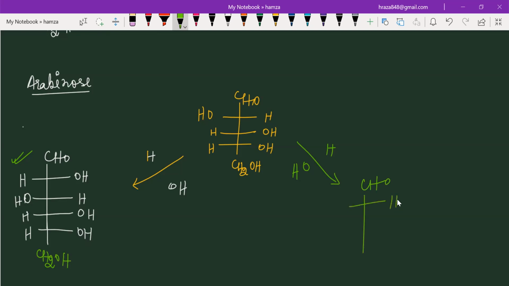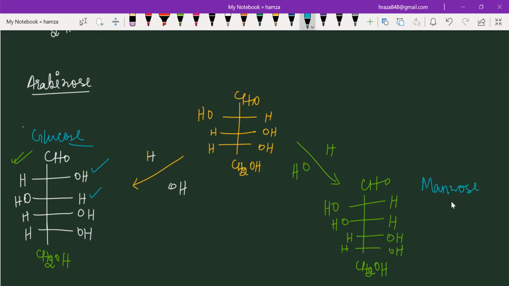And the rest part is as it is. Nafisa, can you recognize the structure? This is glucose. If you can see OH on the left hand side, right hand side, then H, then OH, and this is mannose. This is mannose. If you remember, Nafisa, am I audible? Yes, sir. So you didn't recognize this structure, glucose.